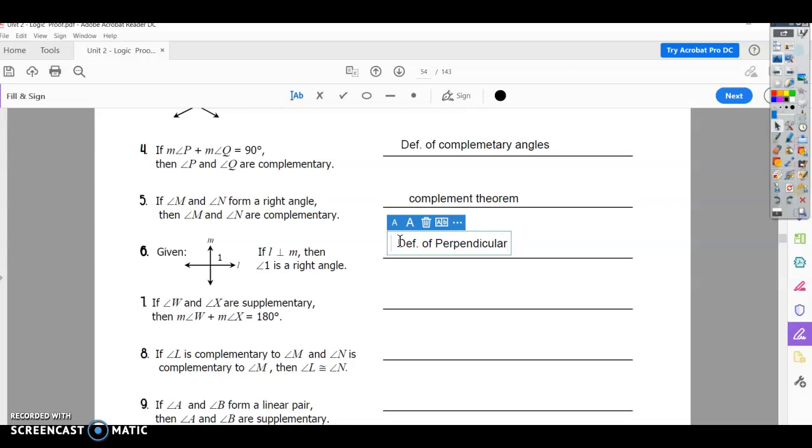All right, the next one says, if angle W and angle X are supplementary, then the measure of angle W plus the measure of angle X equals 180 degrees. This is the definition of supplementary angles.